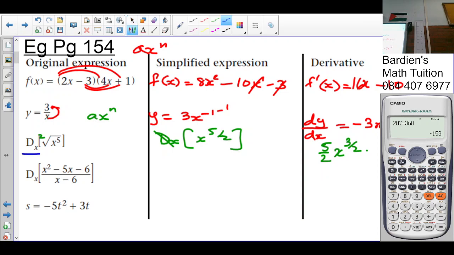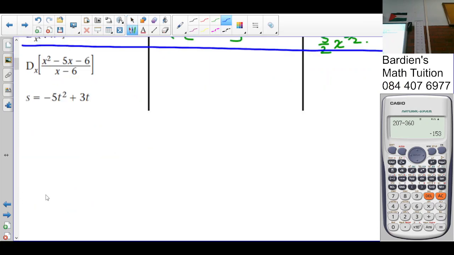Can I apply the derivative to the sum here as it is here? No. So what do I need to do?